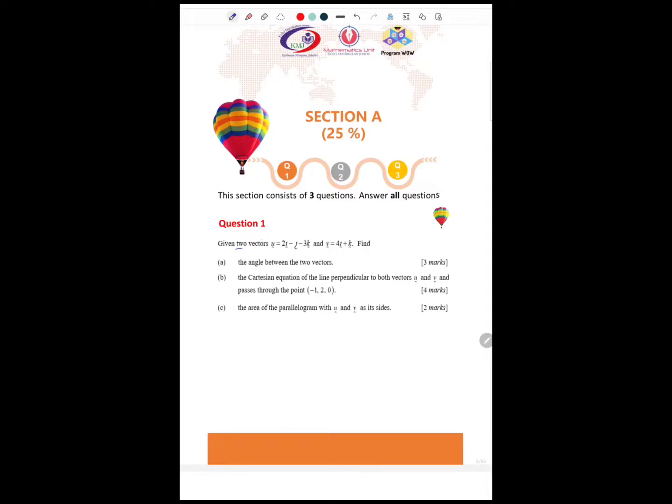Now, for question 1, we have two vectors given. Alright, we're going to find the angle between two vectors, and then we're going to find the Cartesian equation of the line perpendicular to two vectors there, and also the area of parallelogram. Right, the first one is to find the angle between two vectors.